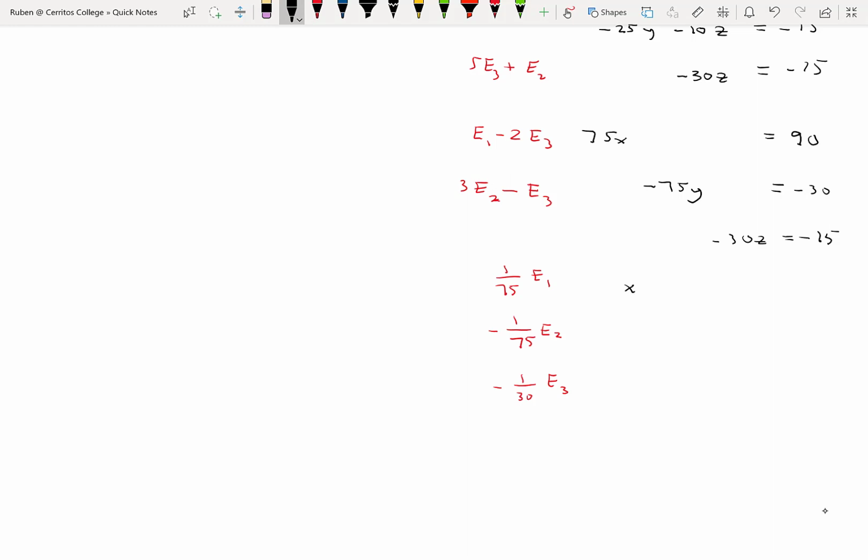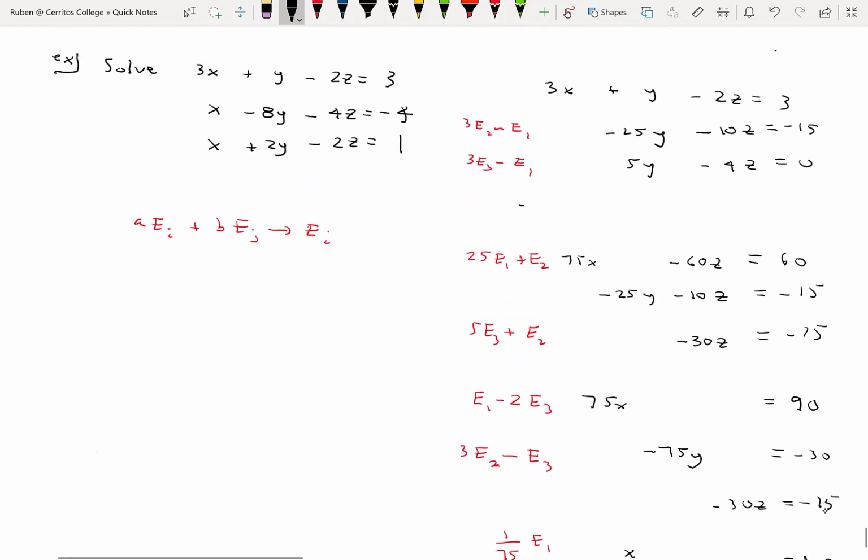I'm going to get x equals 90 divided by 75 is 1.2. Negative 30 times negative 1 over 75 is 0.4. And negative 1 over 30 times negative 15, it's a half. And there's our solution. X equals 1.2, y equals 0.4, z equals 0.5. This is an example of an application of the Gauss-Jordan elimination method. But we're going to polish it up a whole lot.